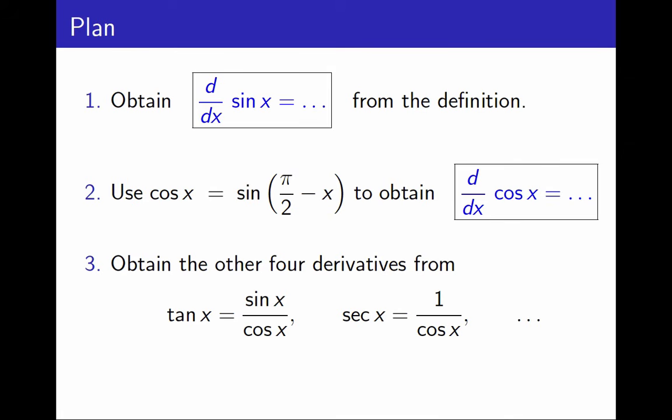And that's it. This plan is entirely rigorous, and it is much simpler than proving all 6 of them from the definition. I will leave steps 2 and 3 as exercises. They are pretty quick calculations. It is worth doing them once. If at a later date you need the derivative of cosecant, for example, and you don't remember it, you can simply repeat the derivation. It takes 20 seconds. Now I will show how to do step 1, which is the hard part.